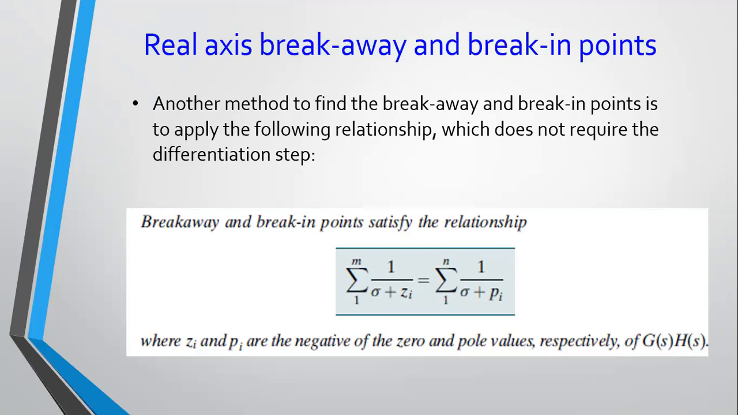Now, there is another method you would maybe use more, because it avoids the differentiation step. This comes from the field of mathematics, where we are able to find the breakaway and break-in points simply by solving an expression like this. What this is simply saying is, you take the sum of all the 1 over sigma plus each zero, where zi will be the negative of the zero.